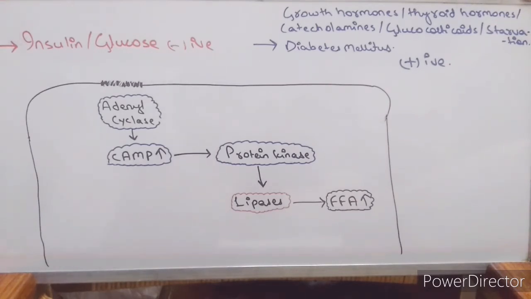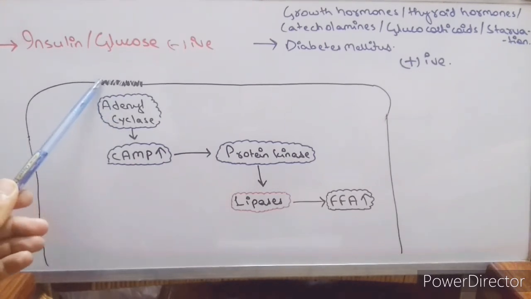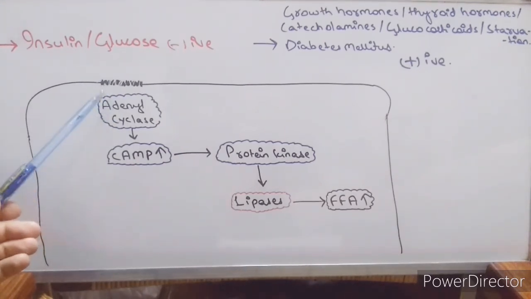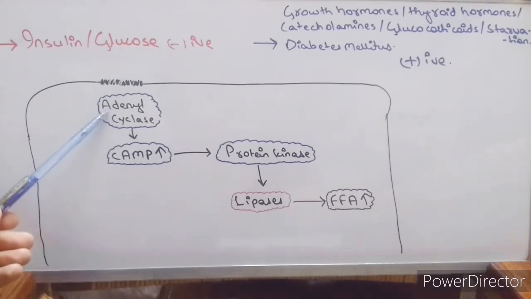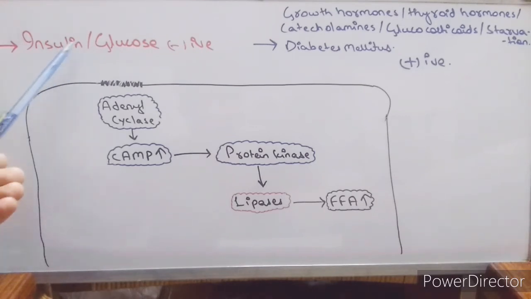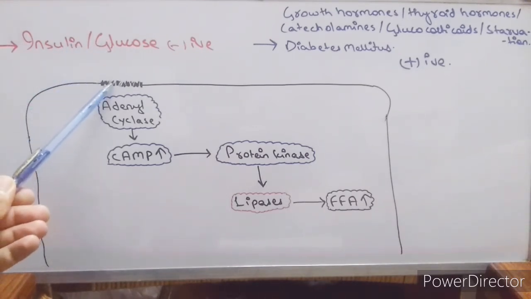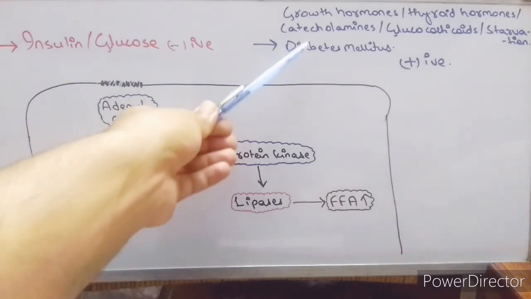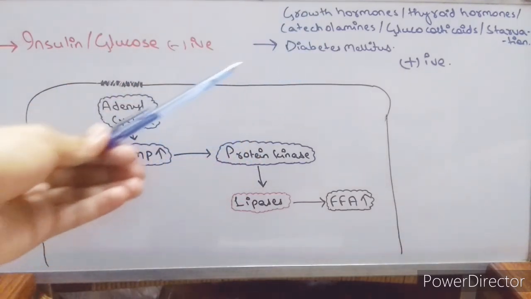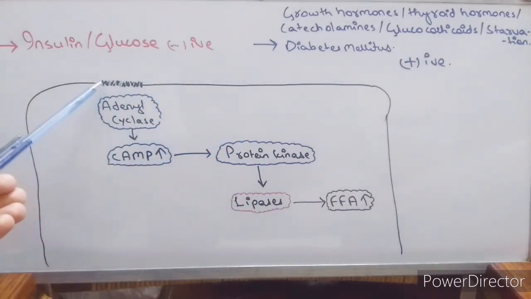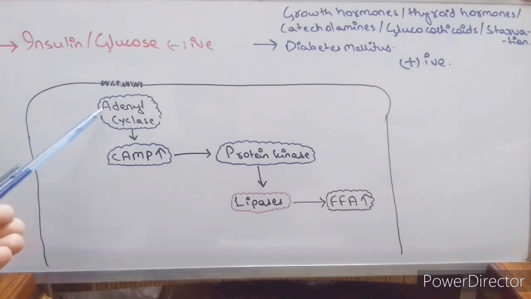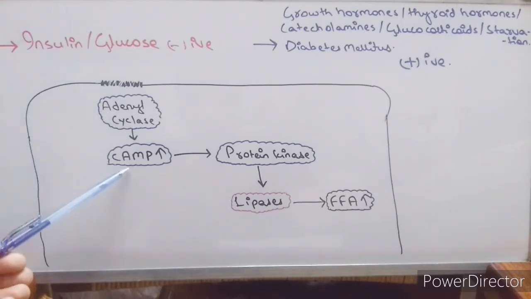First we will talk about insulin and glucose, which involve interaction with a transmembrane protein. This transmembrane protein is linked to the adenyl cyclase enzyme. The adenyl cyclase enzyme is deactivated in response to the insulin and glucose interaction with this transmembrane protein. On the other hand, when substances like growth hormone, thyroid hormone, catecholamines and others attach to their respective transmembrane protein, this transmembrane protein in turn activates the adenyl cyclase enzyme, and the cyclic AMP concentration is increased.